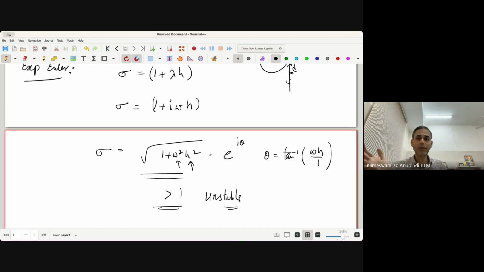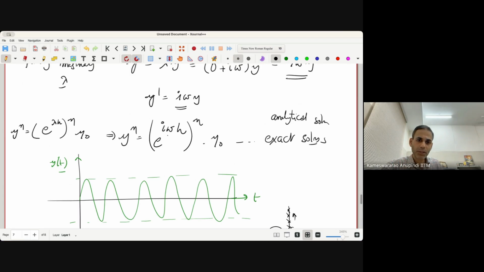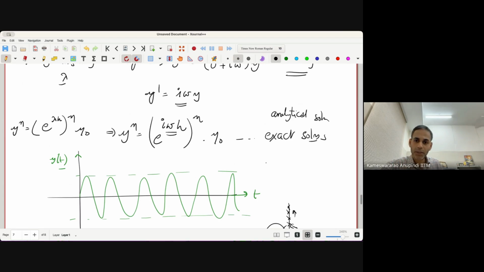Then you may ask, why are we looking at this method? It is anyway unstable. But I want to make a point about the phase error. The amplitude error is growing because the amplitude keeps going up. Whereas what about the phase? The phase is dictated by theta, that is tan inverse omega h. What is the phase for the exact solution? It is e to the power I omega h. That means if you take e to the power I theta equal to e to the power I omega h, then the phase is omega h, right?